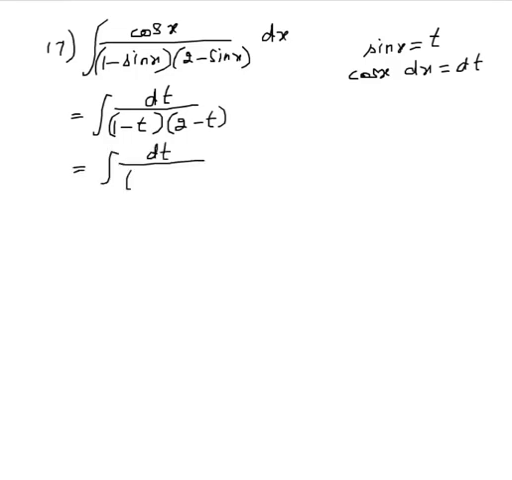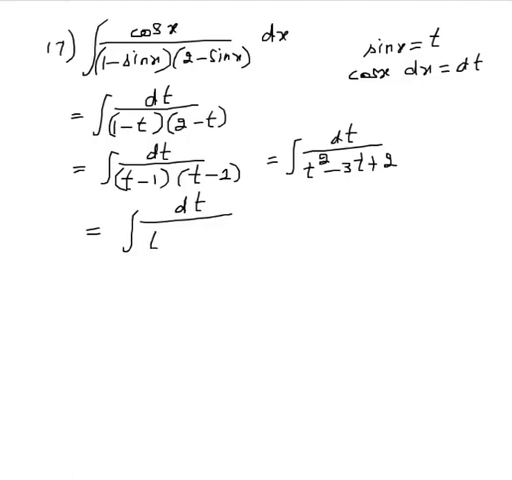Let me change the sign in both the terms. (t minus 1) into (t minus 2). You may use partial fraction method or completing the squares method. So let us use completing the squares method for this question. Let us multiply: t square minus 1t minus 2t is minus 3t, and plus 2.